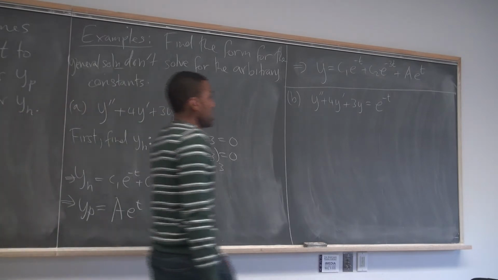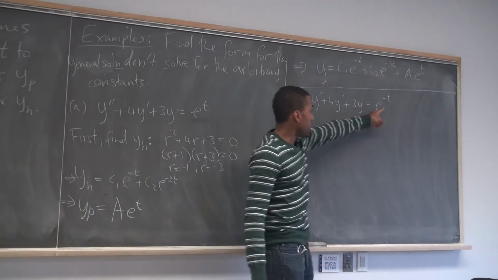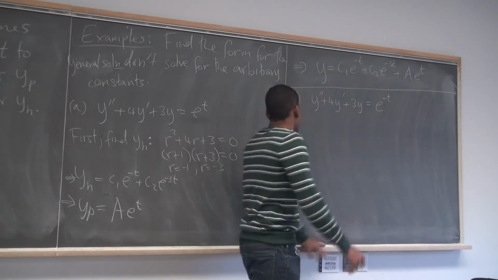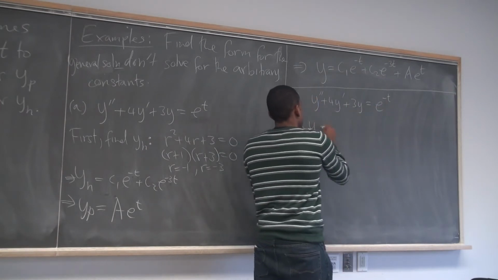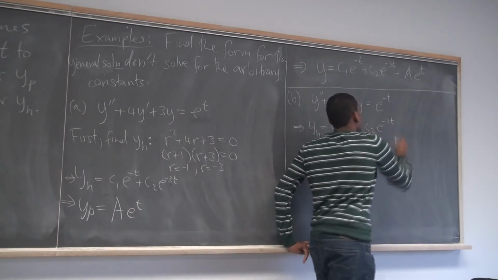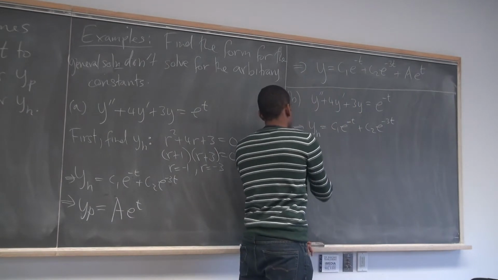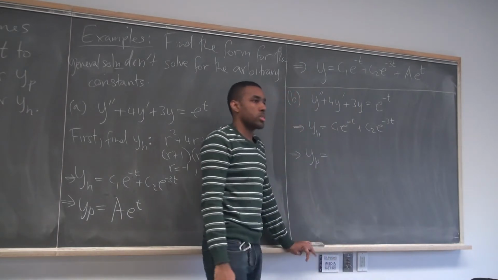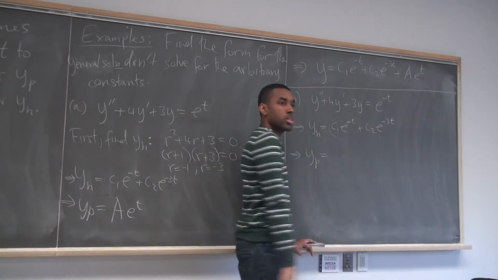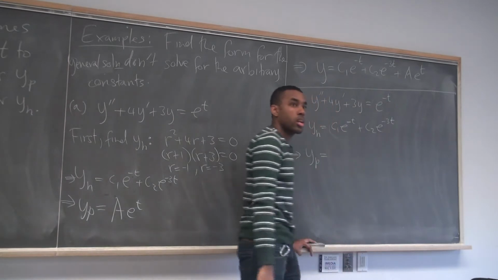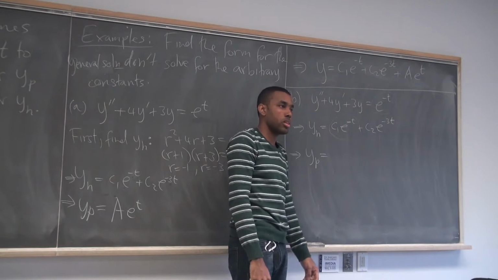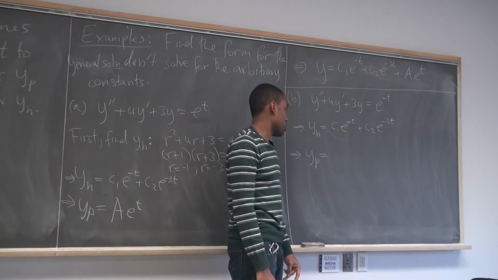Let's say the situation were slightly different. Let's say it was an e to the minus t over here. Again, remember, YH is C1 e to the minus t plus C2 e to the minus 3t. Now what do you notice? It's similar. This term here is similar to that. They're both e to the minus t's. They're both a constant times e to the minus t. We don't want that.